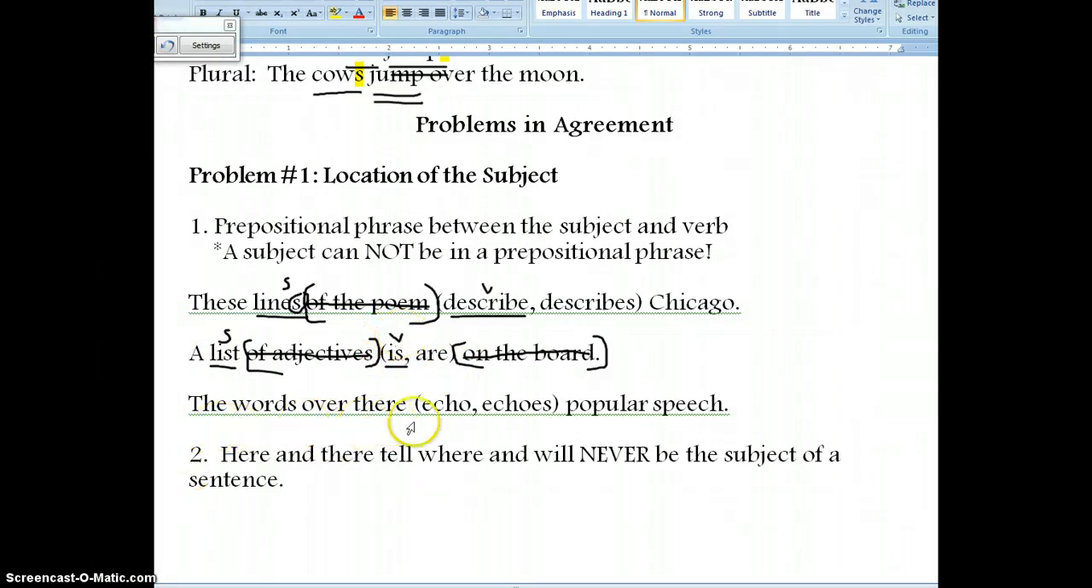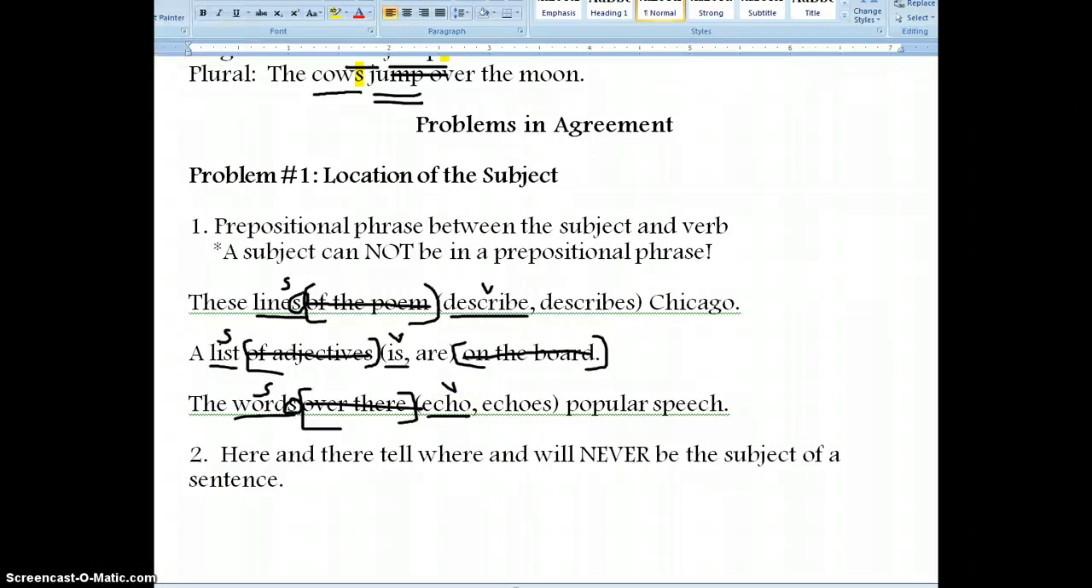Okay? One more. The words over there echo or echoes popular speech. The prepositional phrase would be "over there." We're going to mark it out. All right, and that leaves words as your subject. Words is plural because there is an S, so we're going to choose the verb that does not have the S. Okay, so words echo. Easy peasy, lemon squeezy.